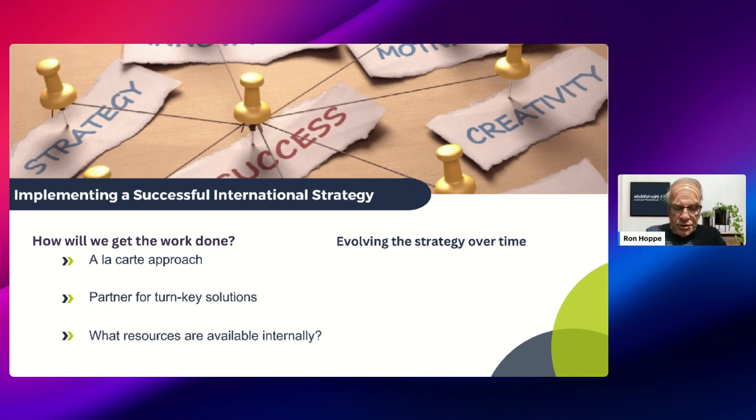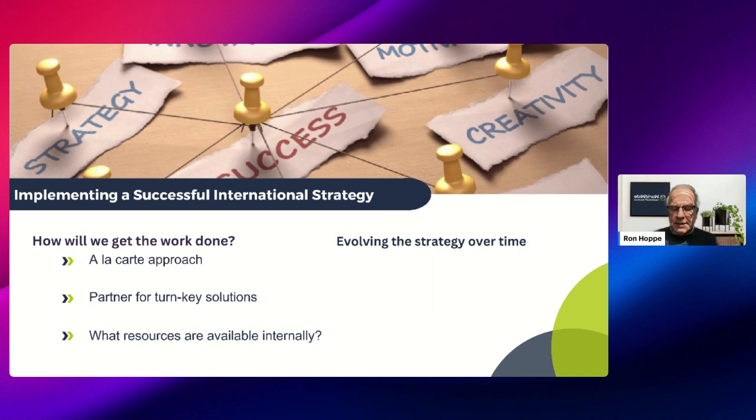So the first question is, okay, we think international recruitment can be a valuable part of our overall strategy. How are we going to get this work done, right? There's no HR department or talent acquisition team that I've met that has said to me, we're really not that busy these days. We'd like to take on a big new project, learn about something we've never done before. We're really excited about doing that. That's not typically what we hear, right? Everybody is extremely busy.